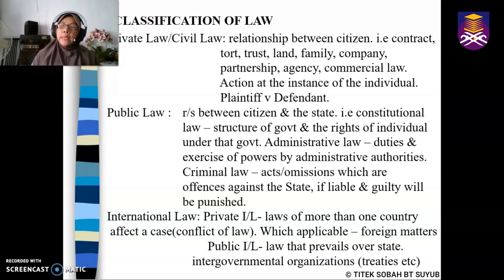Sometimes we can also find that there are cases between organizations, let's say between Celcom and Zaliha. So let's say Zaliha did not pay her bills, okay, and Celcom is taking action against Zaliha. So the case will be Celcom versus Zaliha.